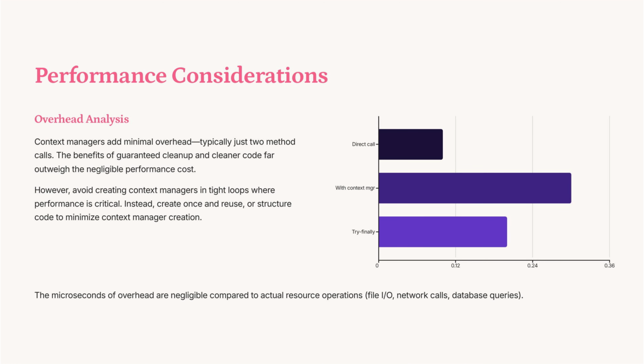Context managers introduce minimal overhead, typically involving just 2 method calls. The benefits of guaranteed cleanup and cleaner code outweigh this cost. Avoid creating them in tight loops where performance is critical. Instead, create once and reuse. The microseconds of overhead are negligible compared to resource-intensive operations like file input/output or database queries.